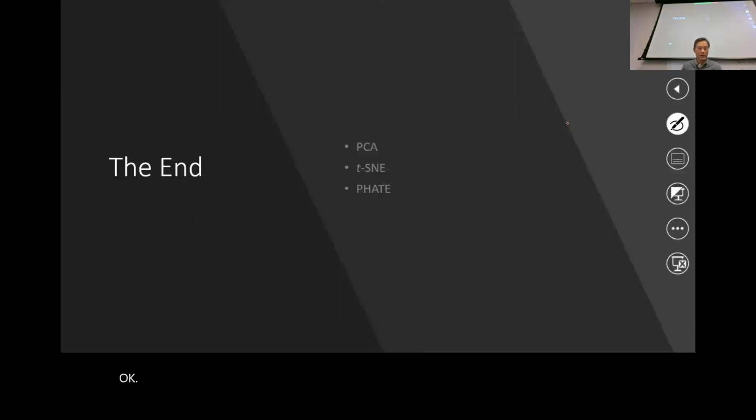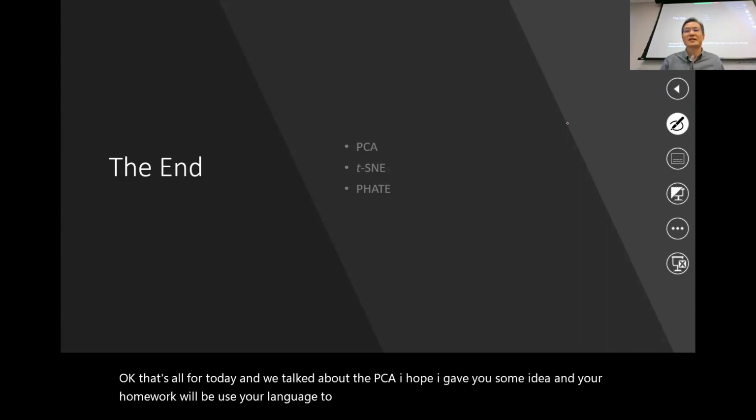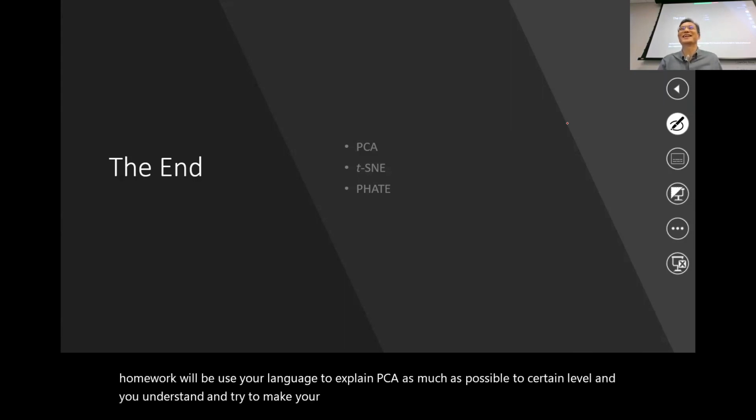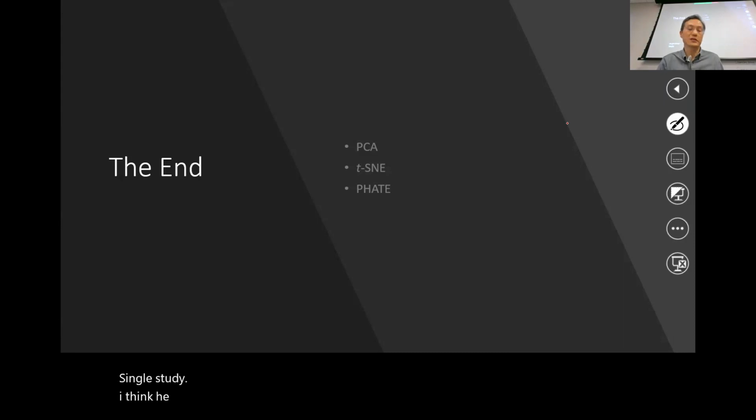Okay, that's all for today. And we talked about the PCA. I hope I gave you some idea, and your homework will be to use your own language to explain PCA as much as possible to a certain level that you understand, and try to make your roommate maybe understand it, something like that. And then we mentioned the T-SNE, and very quickly went through PHATE. Okay, we will use them in single cell study. Okay, we use it every day actually.